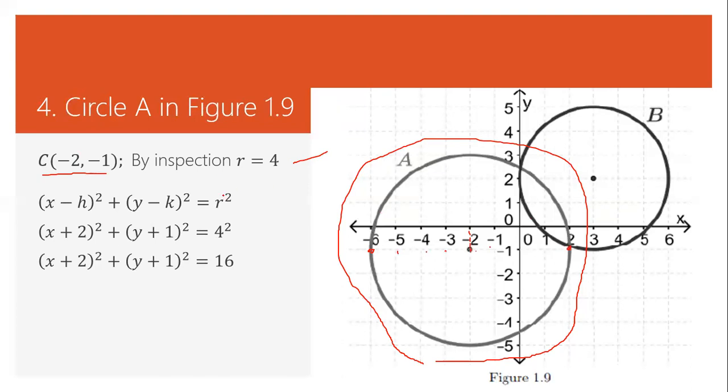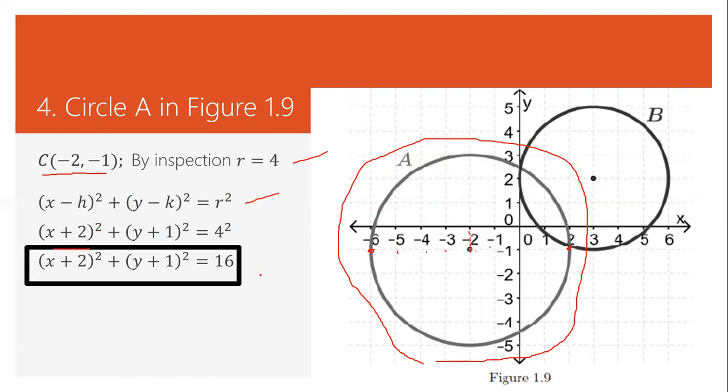So x minus h squared plus y minus k squared is equal to r squared. So negative 2 times negative x, so that's positive 2. x plus 2 quantity squared, negative times negative, that's positive. So positive 1, y plus 1 squared is equal to, ang atong r is 4 squared. So final answer, quantity of x plus 2 squared plus quantity of y plus 1 squared is equal to 16.